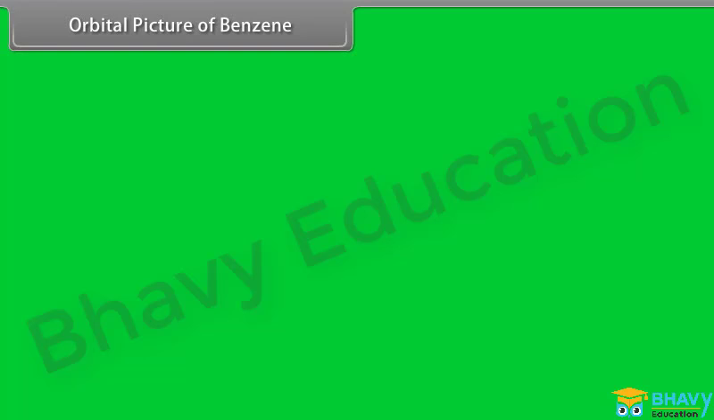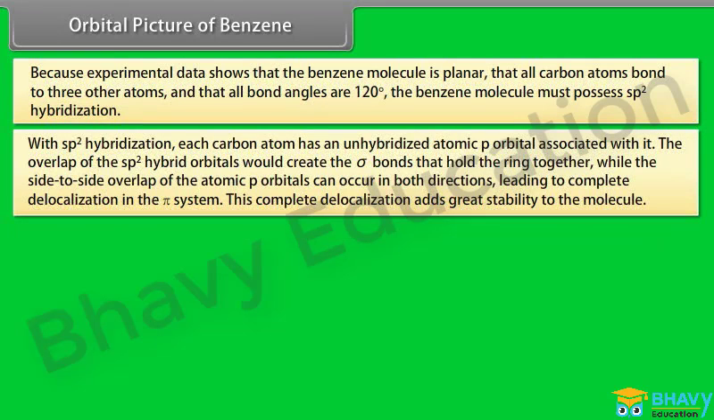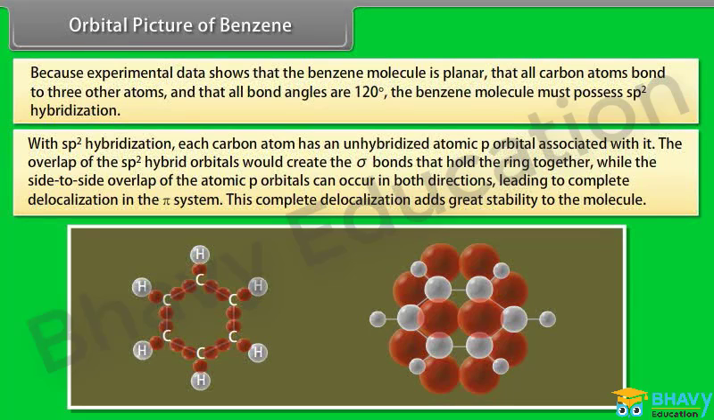Orbital picture of benzene. Because experimental data shows that the benzene molecule is planar, that all carbon atoms bond to 3 other atoms, and that all bond angles are 120 degrees, the benzene molecule must possess sp2 hybridization. With sp2 hybridization, each carbon atom has an unhybridized atomic p orbital associated with it. The overlap of the sp2 hybrid orbitals creates the sigma bonds that hold the ring together, while the side-to-side overlap of the atomic p orbitals can occur in both directions, leading to complete delocalization in the pi system. This complete delocalization adds great stability to the molecule.